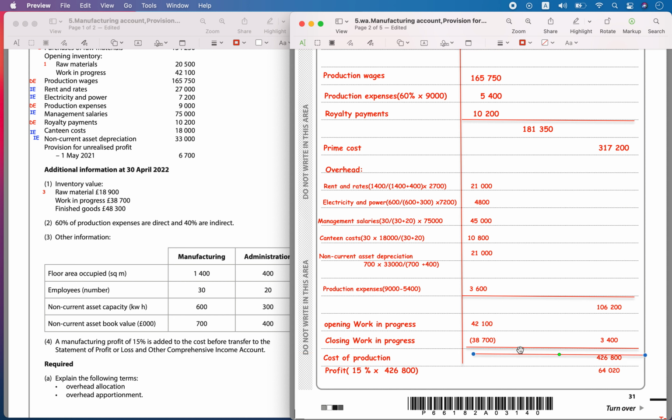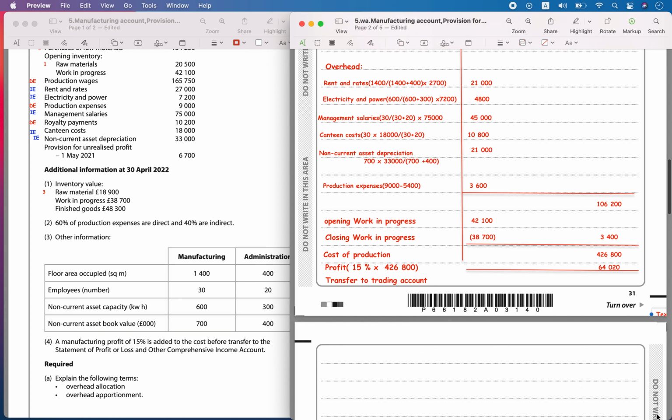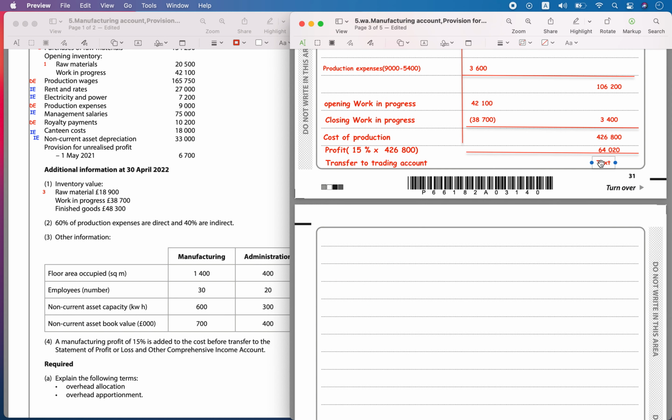And then let's add this also and then transfer to the trading account. Let's transfer this to the trading account. So 426,800 plus 64,020. So that value will be 490,820.